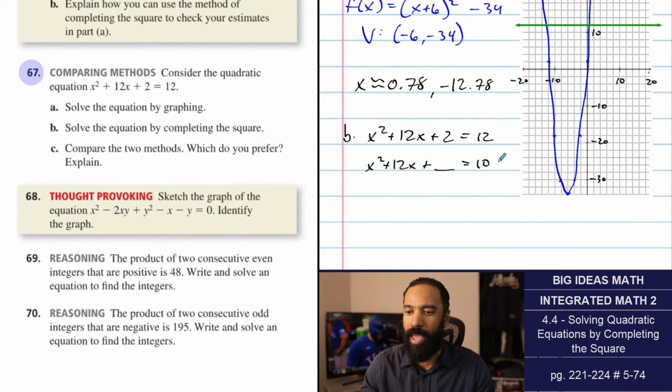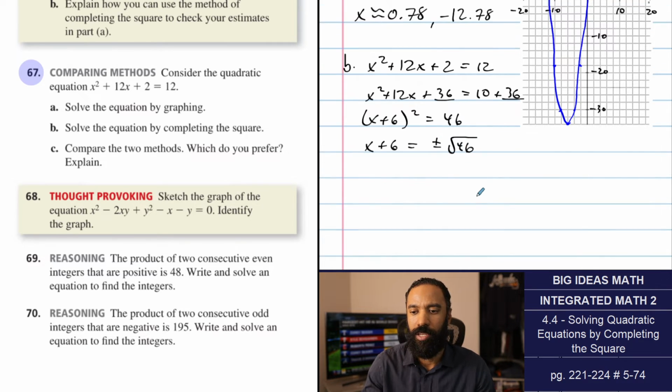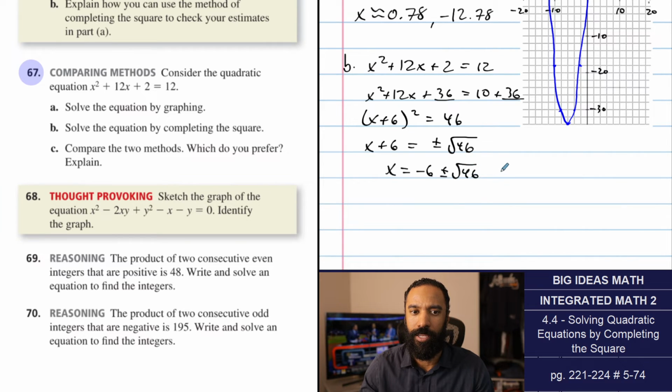I'm going to complete the square by adding something over here and here. 12 divided by 2 is 6. Squared is 36. 36 over here as well. This factors into x plus 6 quantity squared equals 46, and you get x plus 6 equals plus or minus the square root of 46. Subtract 6 over, you get x equals negative 6 plus or minus the square root of 46. Now that's the exact set of answers.